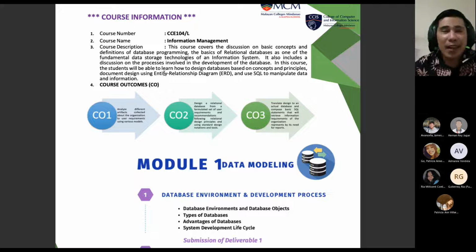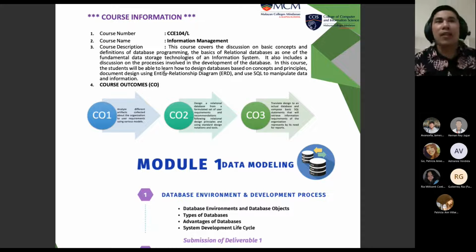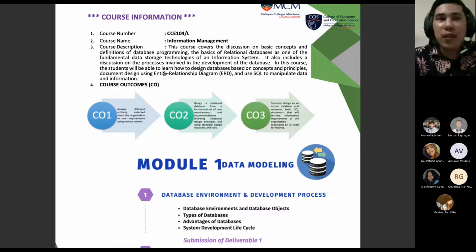While IS and EMC are focused on design. There are two things in this course that you are going to learn. Number one, you will be taught how to design your database, from data gathering to conceptualizing.